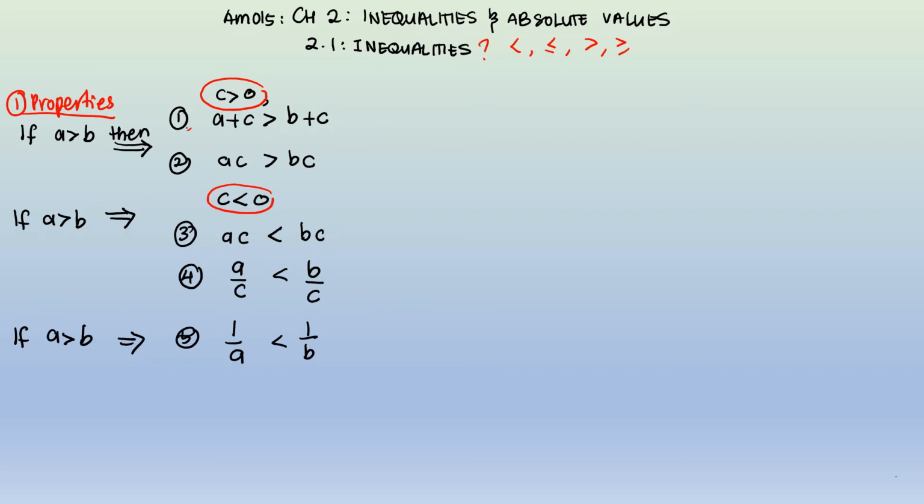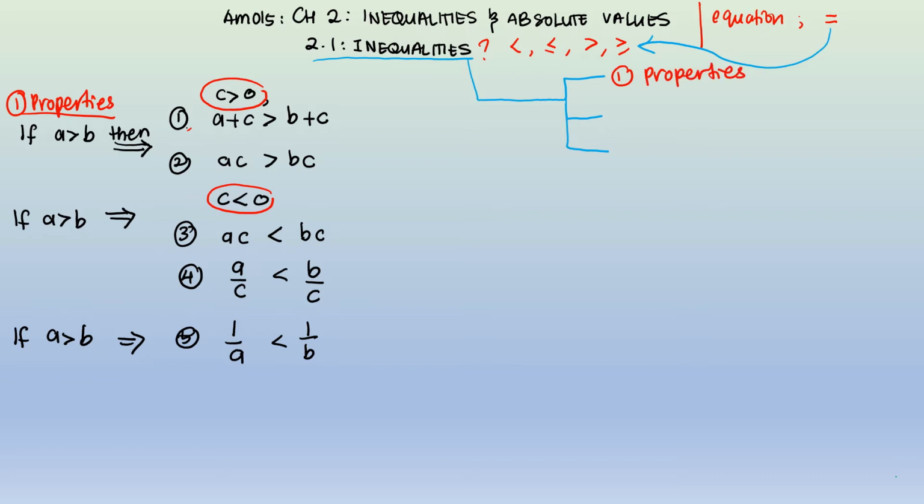If you remember, before this we usually played with equations. Equation, what is our symbol? Equal. So now we will change our symbol by using inequalities. 2.1 inequalities is divided into 3 parts. Number 1, we will have the properties, the basic concept of inequalities.